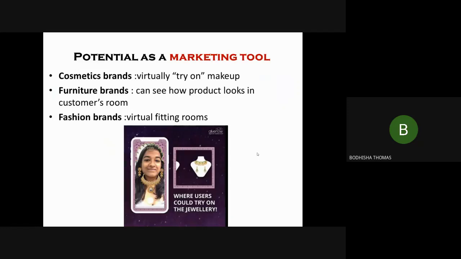Spark AR, or these augmented reality filters, has an enormous potential as a marketing tool also. Many of the top companies use these AR filters to market their products. For example, cosmetic brands can use AR to let their followers virtually try on these makeups. Or if it is a furniture brand, they can use AR to show what their products will look like in people's rooms or customers' rooms. Then for fashion brands, they can use AR to allow people to try on shirts, sunglasses, ornaments, etc., so that they can see how it fits their shape or style.